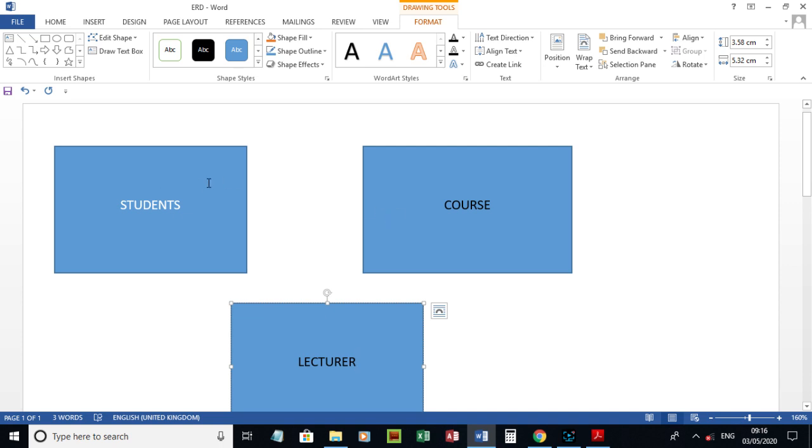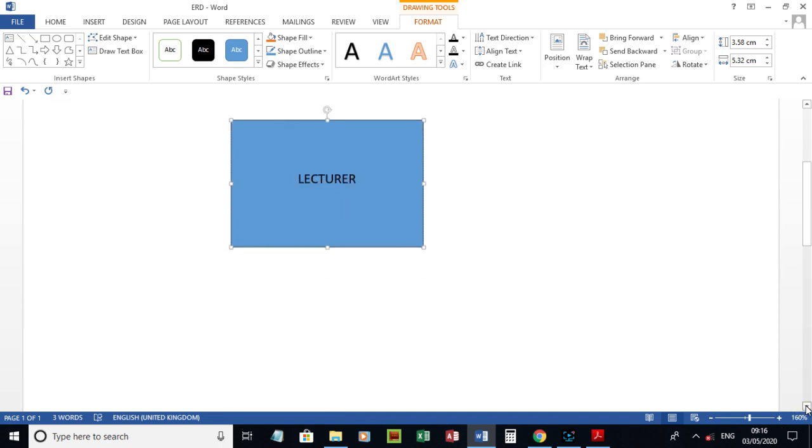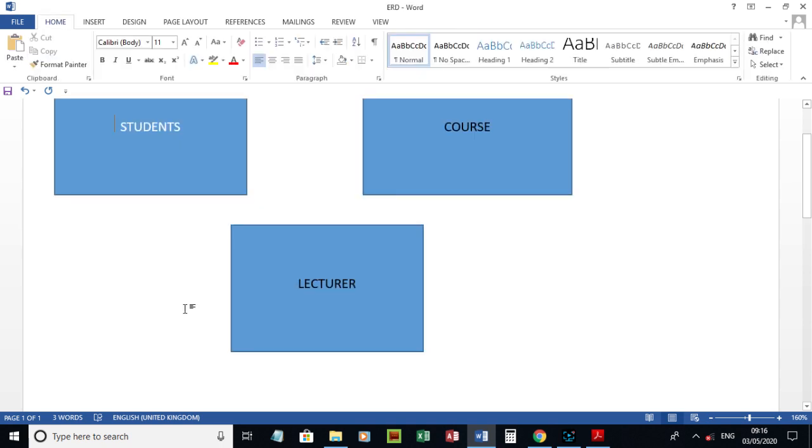Now, the entities must be related to each other. So students and course must be related. Student and course must be related. Course and lecturer must be related. Students and lecturer must be related as well. Alright? So let's see the relationship. There is a concept of 1-to-1.